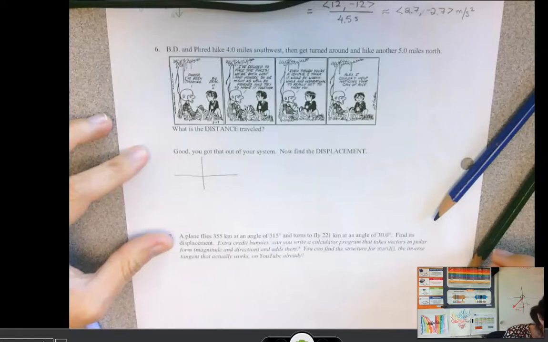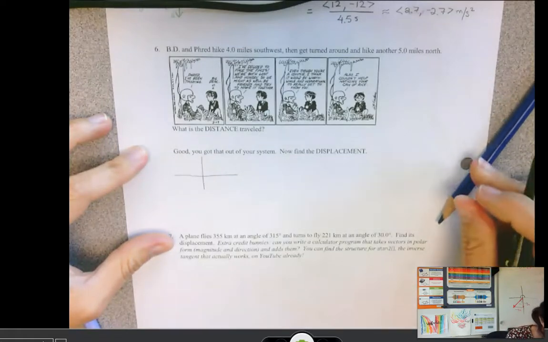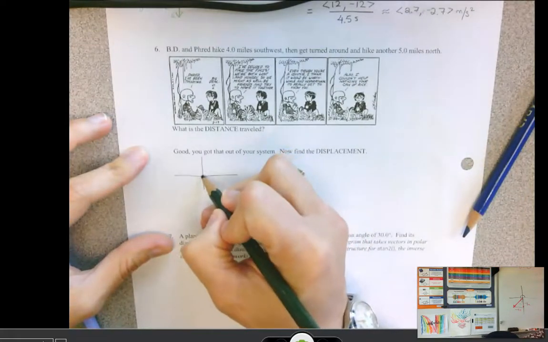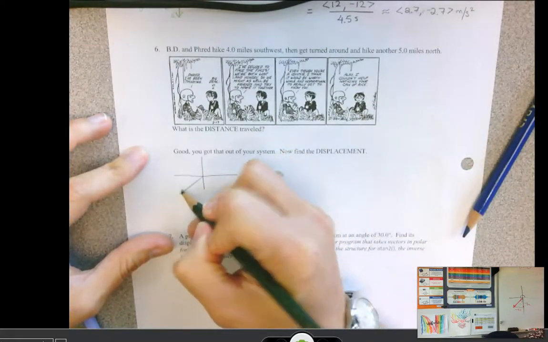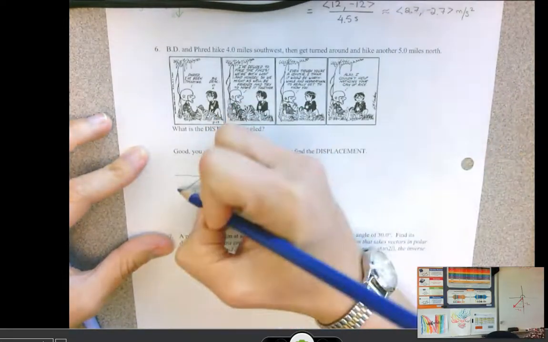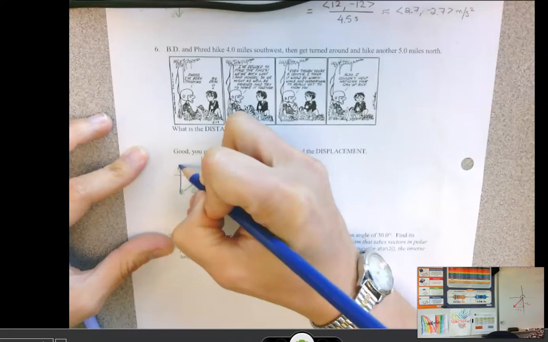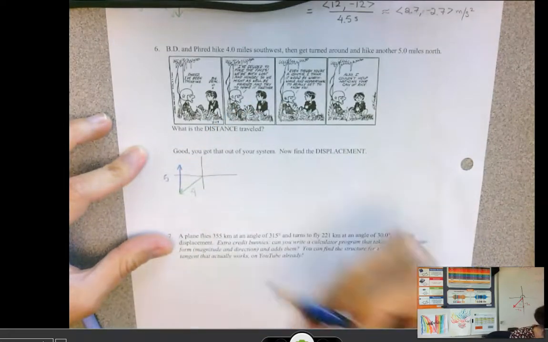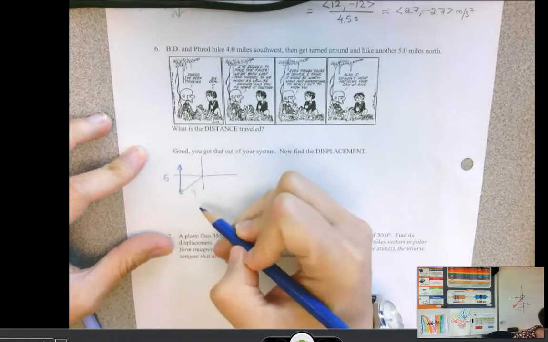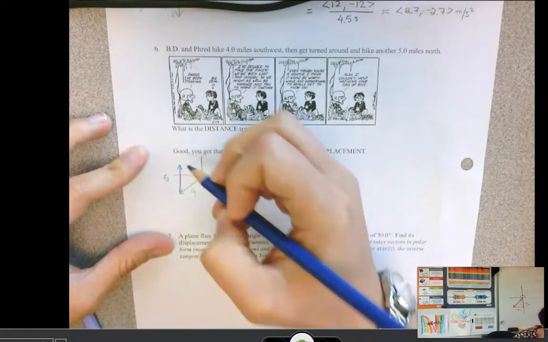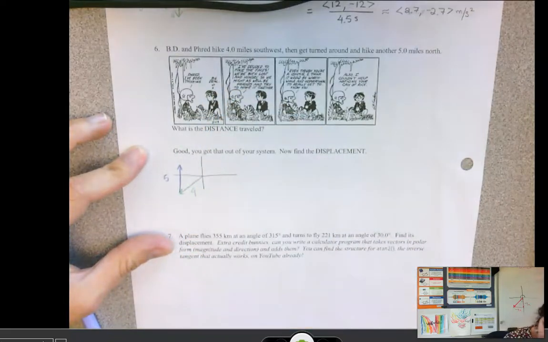Now, let's put those vectors together. BD and Fred are lost in the jungles of Vietnam, where they have to put aside their political differences to survive. They start by hiking southwest. Then they get turned around and hike another 5 miles north. Where are they now? They have no idea. Even I have no idea because I don't even know for sure that we're in the second quadrant. I'd like to think so, but I can't be positive. We need to add those vectors and find the resulting displacement.